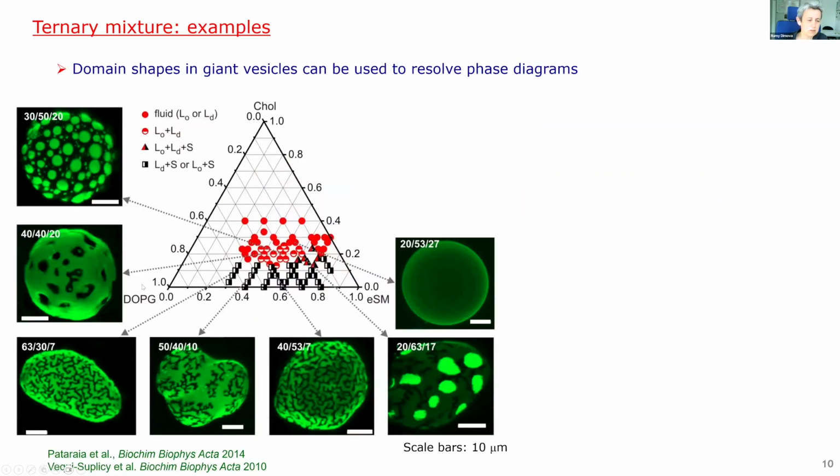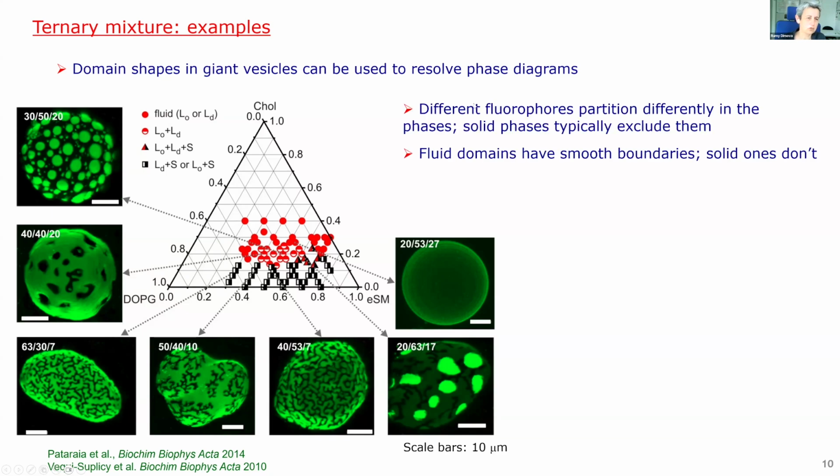This is how real images may look. And from the shape of the domains, you can guess where in the phase diagram you are. So there are two lipids and cholesterol. Homogeneous membranes look kind of boring. You don't have anything on them. And then liquid ordered, liquid disordered, you have domains which are round. So fluid domains have smooth boundaries.